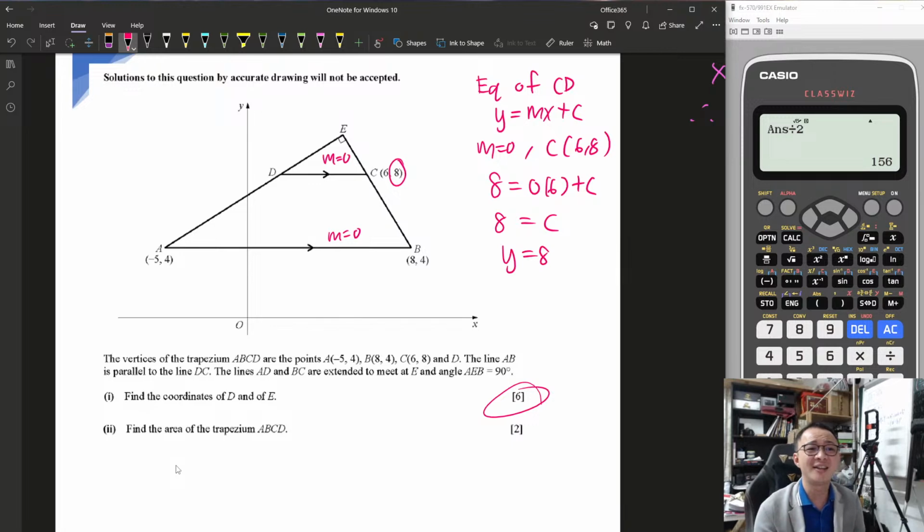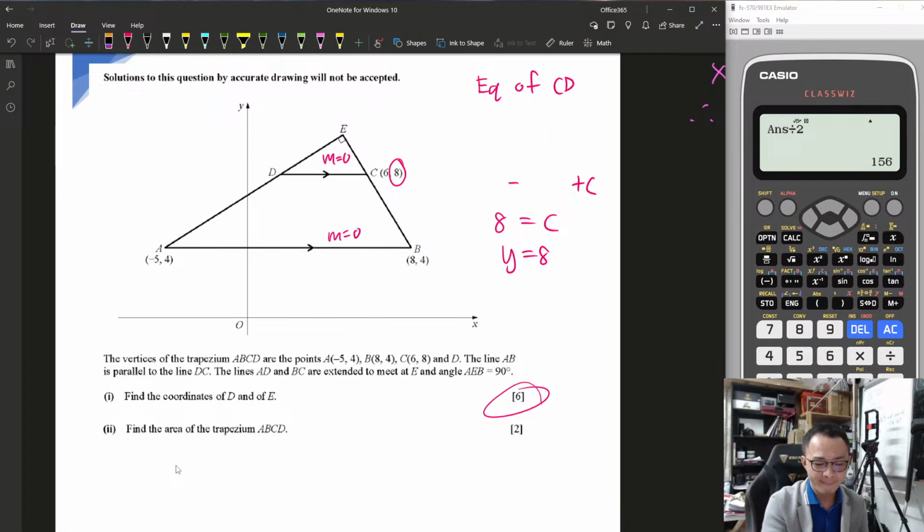But like I say, if you know gradient 0 means parallel to the x-axis, you just say y equals k. You just say y equals k whenever you have gradient 0 or parallel to the x-axis. So you can save yourself some time rather than do the substitution. Okay? So eventually I got this equation.